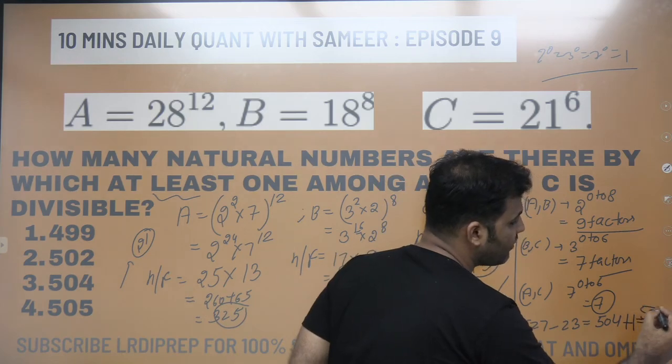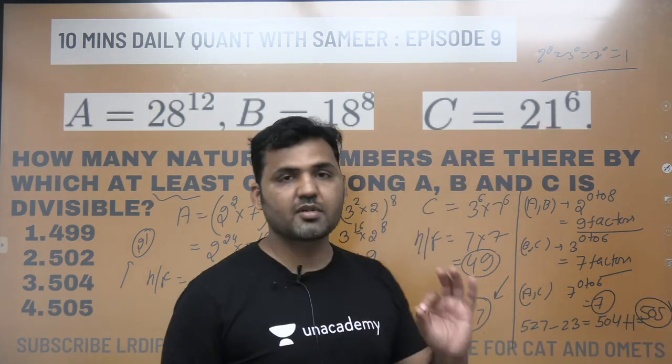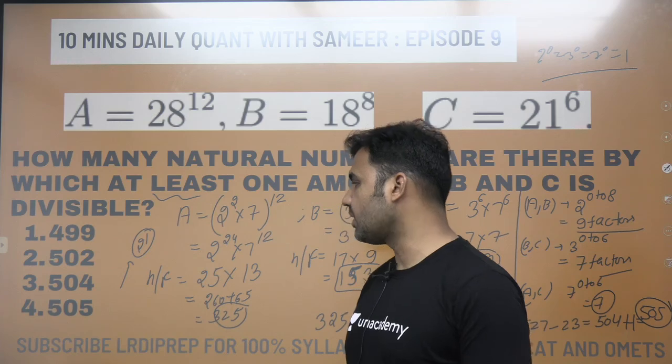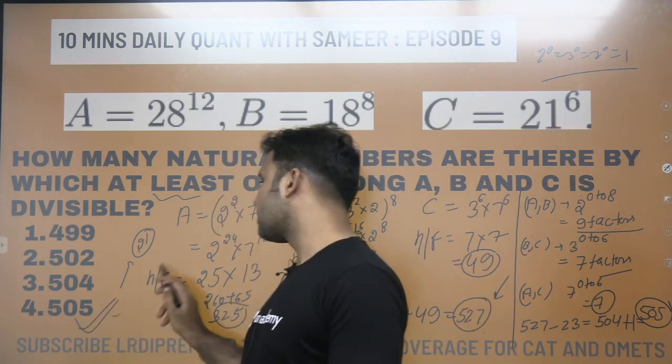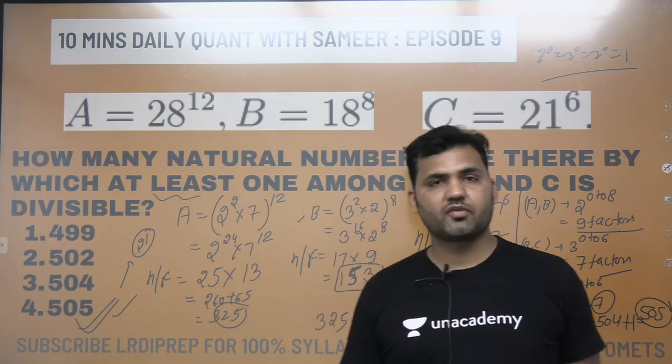So the total number of factors, the total number of natural numbers which will divide at least one of these three numbers will be 505. So the answer to the question will be option number 4. That will be the answer.